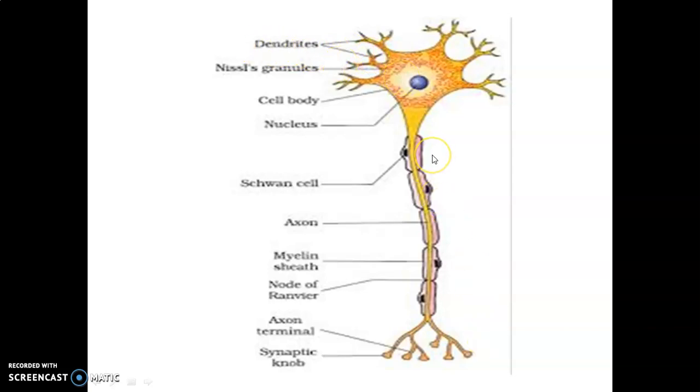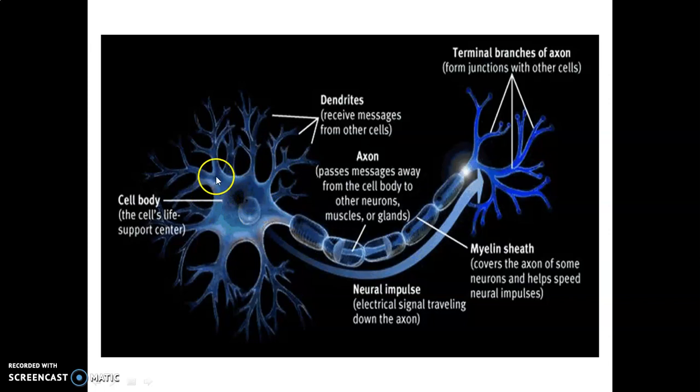The cell body contains cytoplasm with typical cell organelles and certain granular bodies called Nissl granules. Short fibers which branch repeatedly and project out of the cell body also contain these Nissl granules and are called dendrites. See children, this is cell body. Here you can see branches, dendrites.